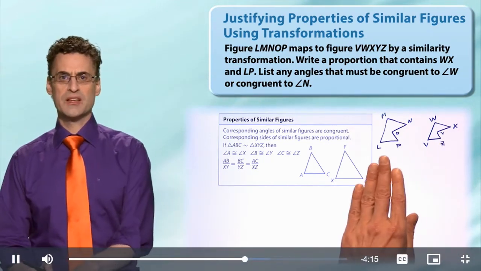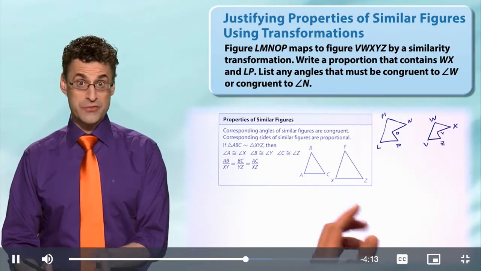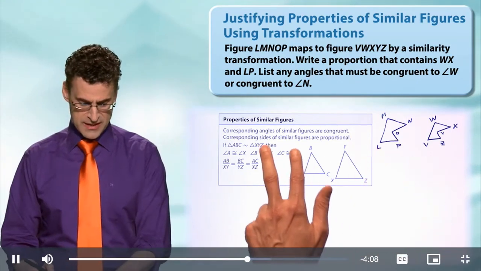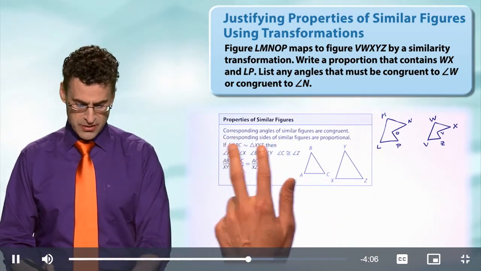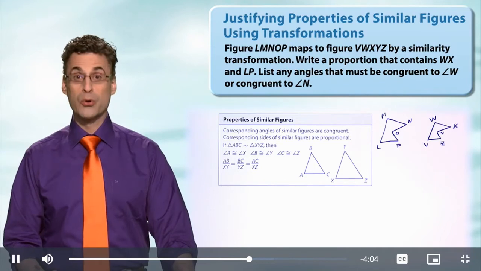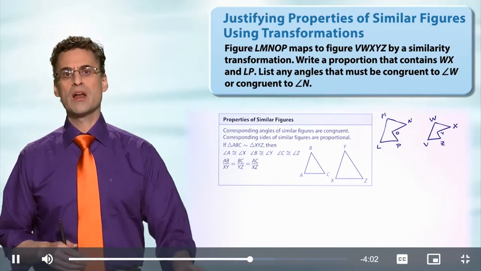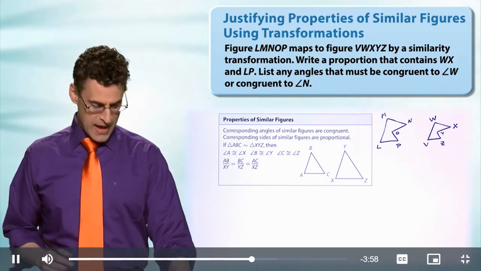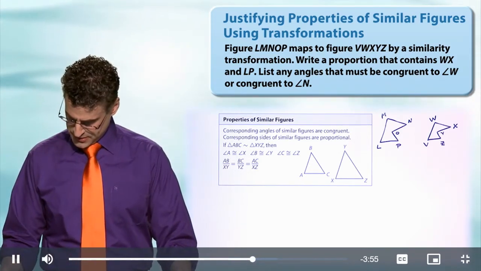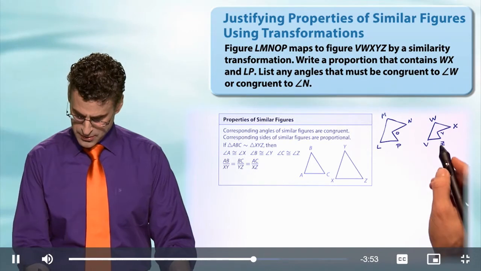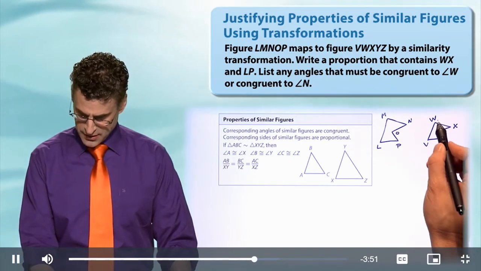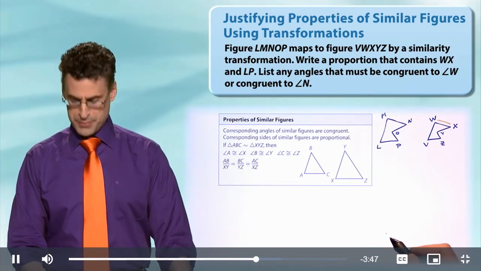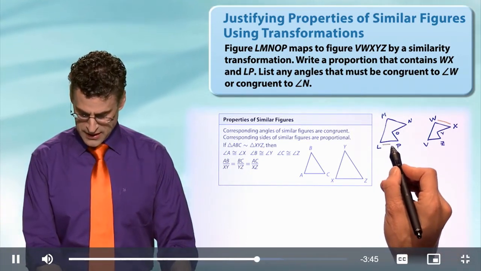And so I'm told this is a similarity transformation, which means, of course, that this figure and that figure are similar, which means that corresponding angles are congruent and corresponding sides are, in fact, proportional. Okay, so now what we want to do is write a proportion that contains WX. So WX, where's that? WX is right here. And I want to link that to the length LP, and LP is over here.